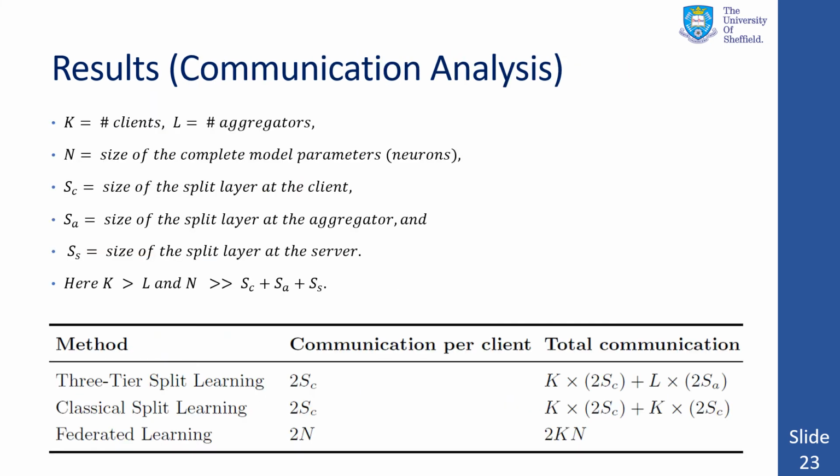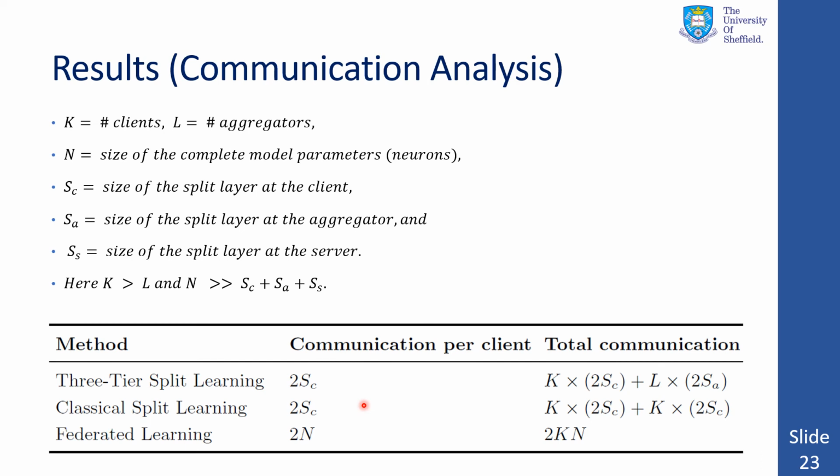In the last set of experiments, we did some communication analysis to make sure that our proposed three-tier split learning is not introducing any communication overhead. We compared our three-tier split learning with the classical split learning and the federated learning approach in terms of communication per client and total communication. As you can see from this table, the three-tier split learning has the same communication per client as the classical split learning because we haven't made any changes to the way clients work.